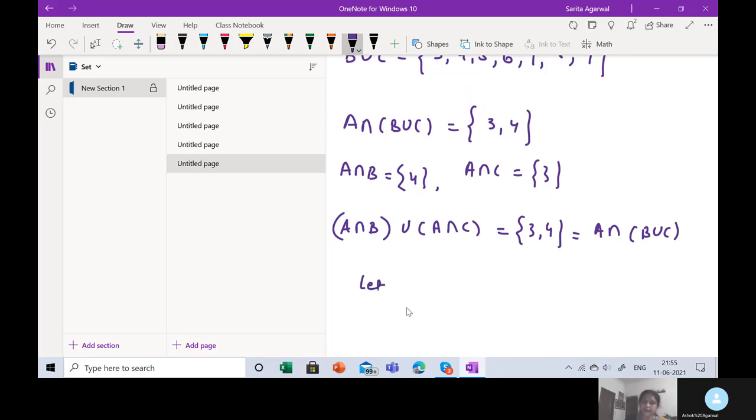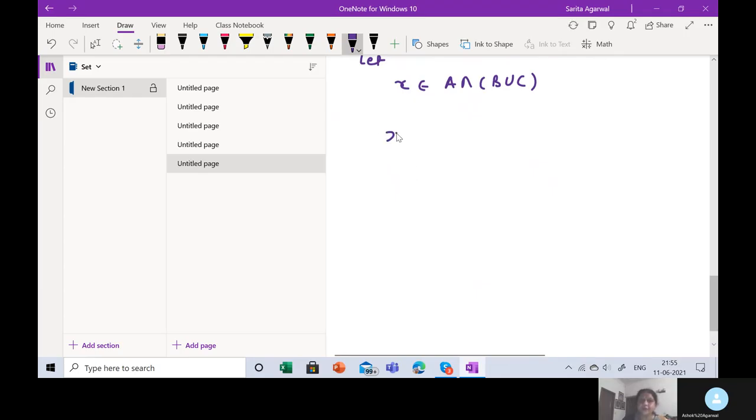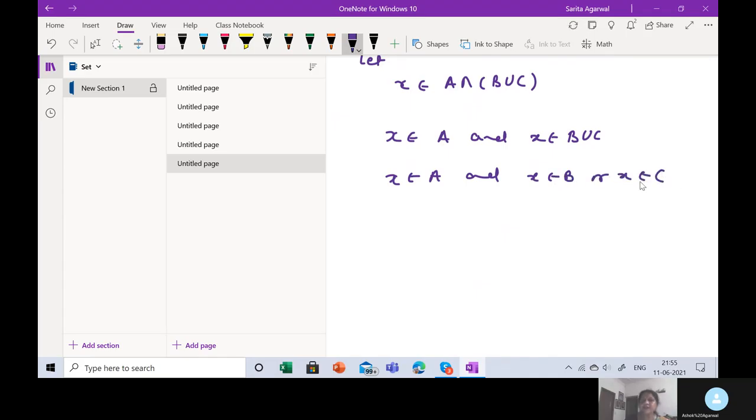Now we can prove it logically. Let X belong to A intersection (B union C). This means X belongs to A and X belongs to B union C. B union C means X belongs to B or X belongs to C, or both. So X belongs to A, and X can be either in B or in C. So it is X belongs to A or X belongs to B, and X belongs to A or X belongs to C. Is this correct? No, the AND is with both.